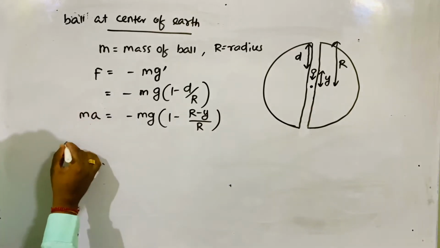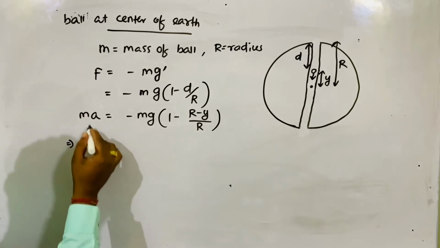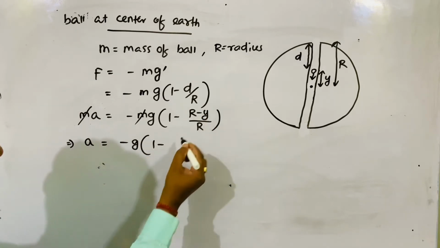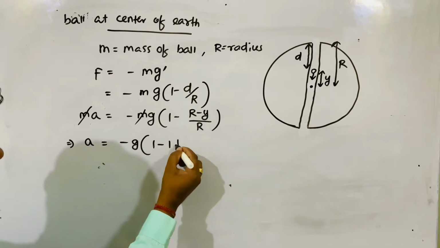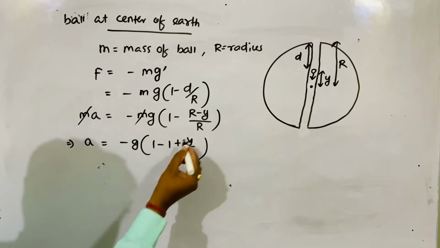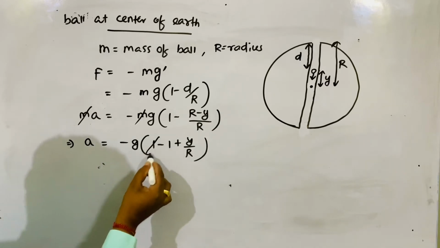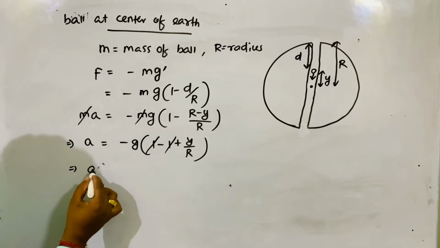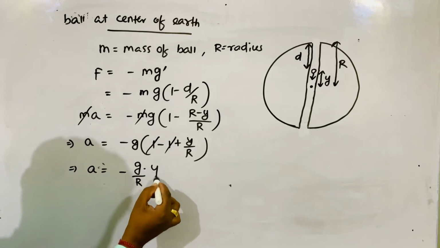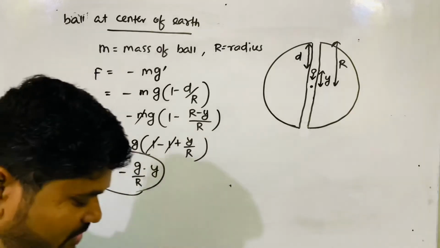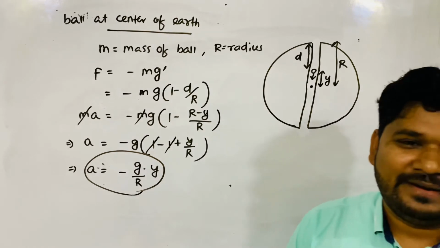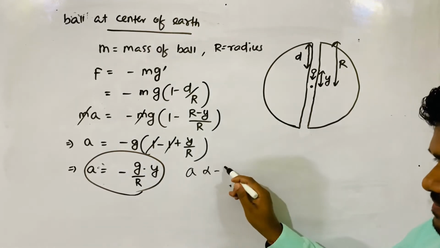So this is mass into acceleration. Then the mass cancels, and acceleration is equal to minus g (1 minus (R minus y) by R). I divide by R in each term: R by R is 1, then plus y by R. The 1 cancels, so you get the acceleration as minus g by R into y. Work over. How does acceleration depend on y? Directly proportional to minus y.